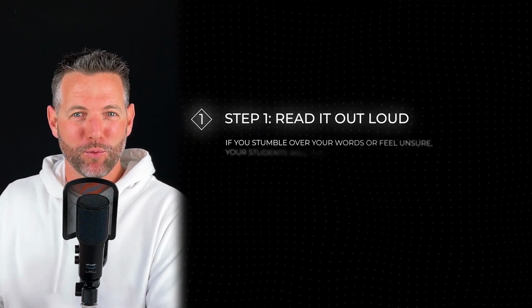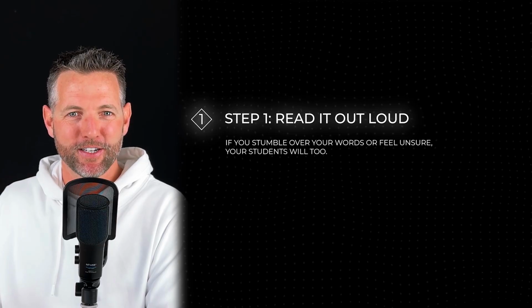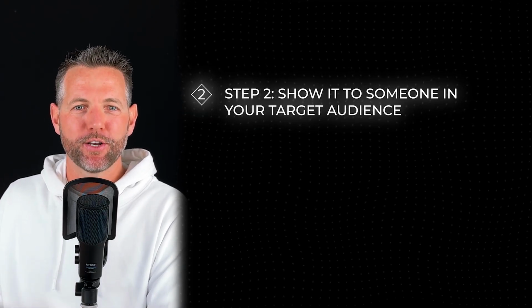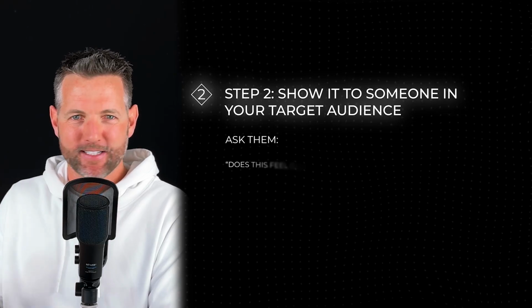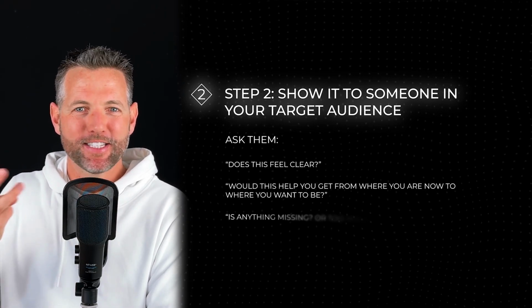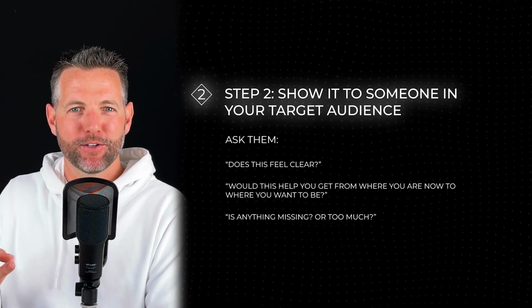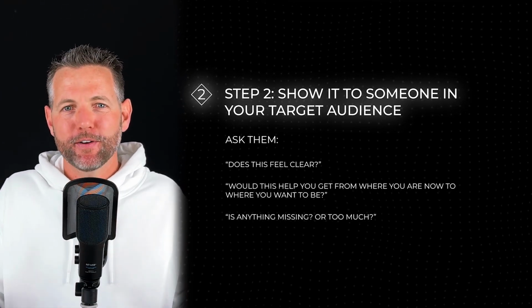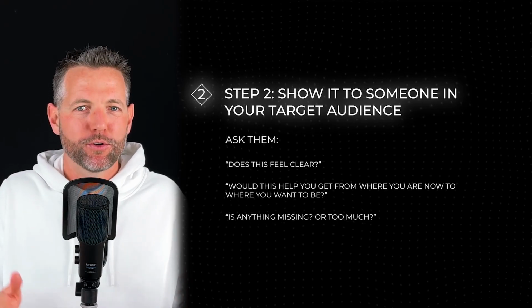If you stumble over your words or you feel unsure about a section, your students will too, so just smooth it out. Step 2, show it to someone in your target audience. Ask them, does this feel clear? Would this help you get from where you are now to where you want to be? And is there anything missing or did I add too much? Don't just ask for general feedback like, what do you think? Be really specific because you're looking for gaps here and confusion or overwhelm that your students might have.